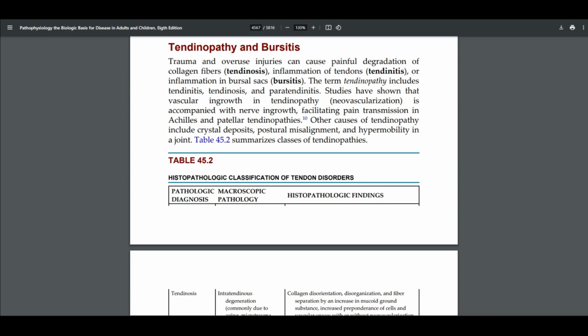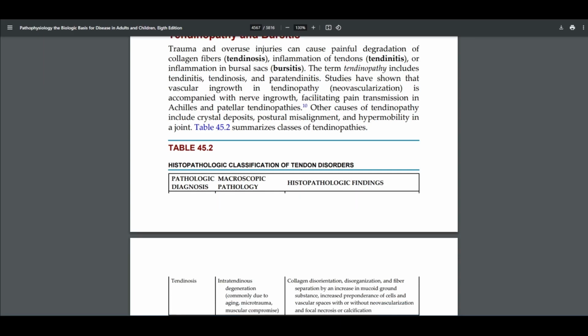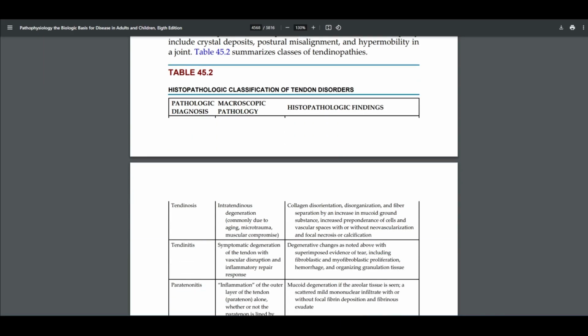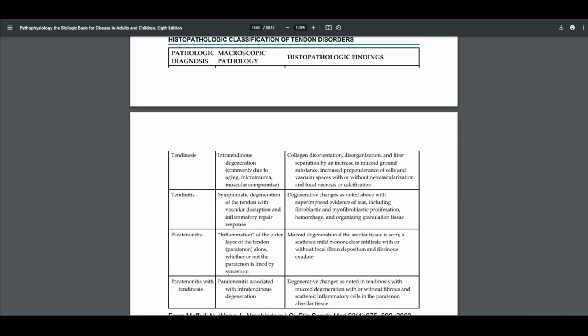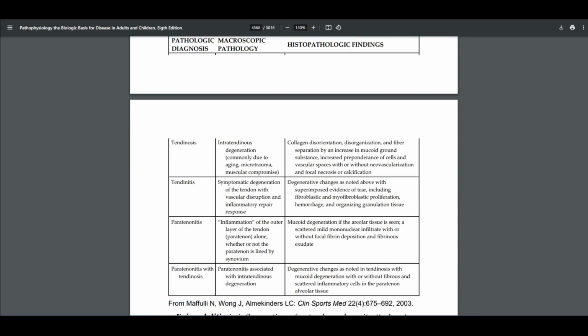The following table summarizes classes of tendinopathies. So here is a good spot to hit pause and review your anatomy in this sense.